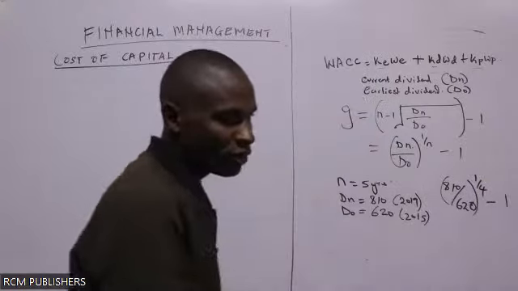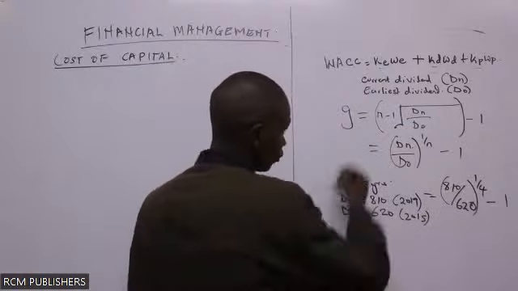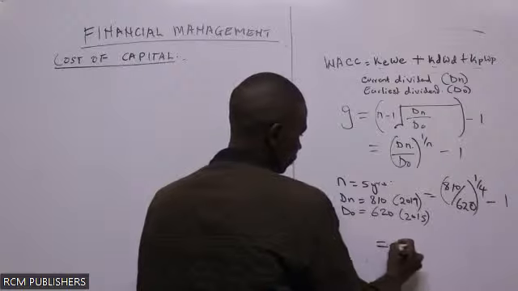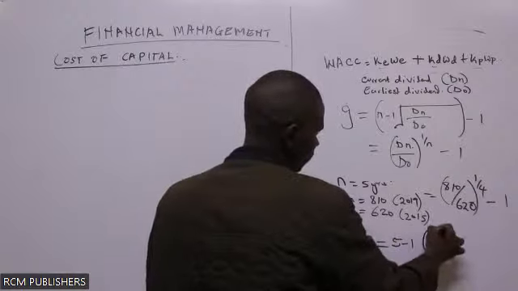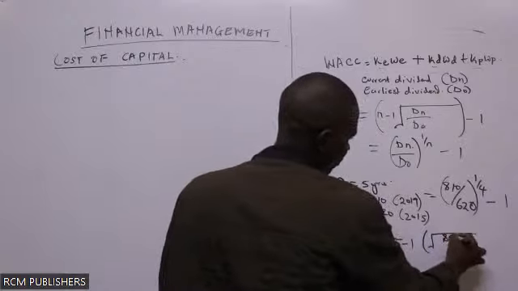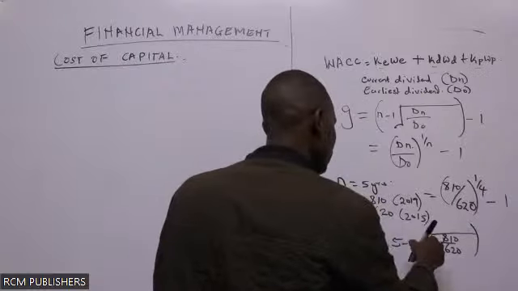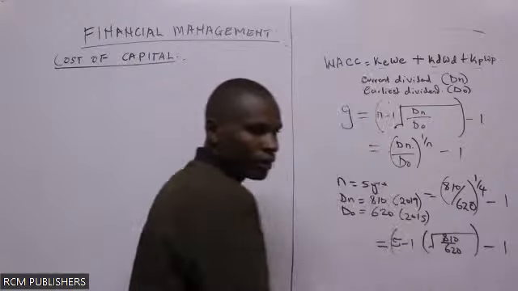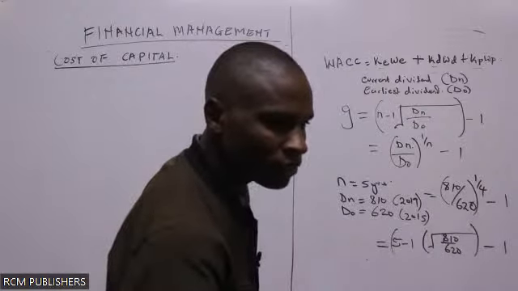One person can use that one for growth. Another can use this one. Let us see whether it gives us the same thing. It is equal to 5 minus 1. This is the root of 810 divided by 620. You work out this one first, all this, then you minus 1. How much are we getting? Growth rate.